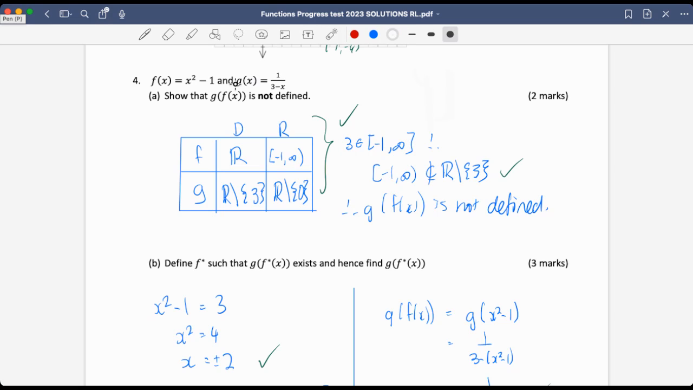And that will produce a range of minus 1 to infinity, because that's what the old range was, except for 3, because we've excluded minus 2 and 2. Everything else is fair game. Everything else will produce a number that will fit inside of G, so it's absolutely fine.